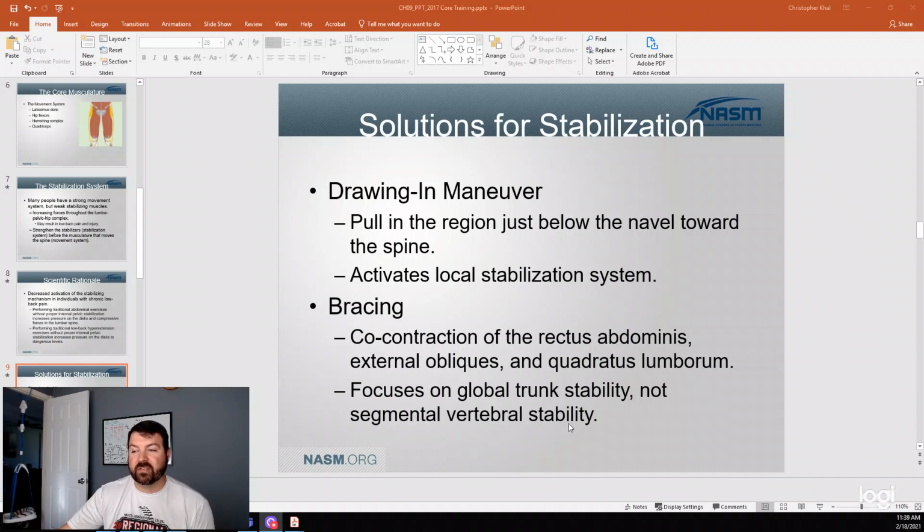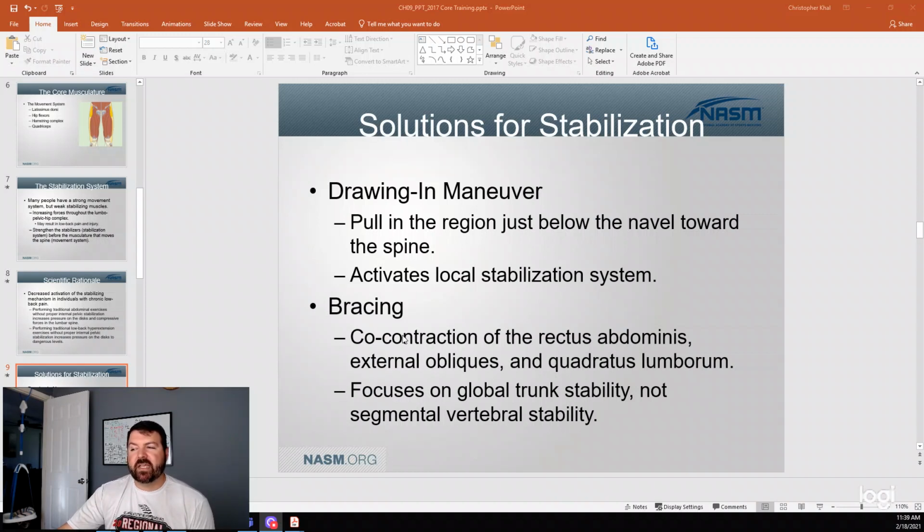So I put in this module a video that's really well done on the differences between the draw-in and the bracing. Okay, they're both important. It's easier to start off with a draw-in because you don't really require a lot of stuff. It's just, all right, pretty much suck it in. It's almost like a vacuum, if you will.